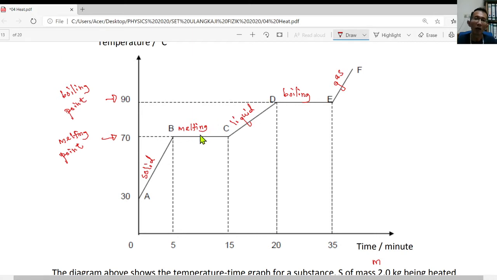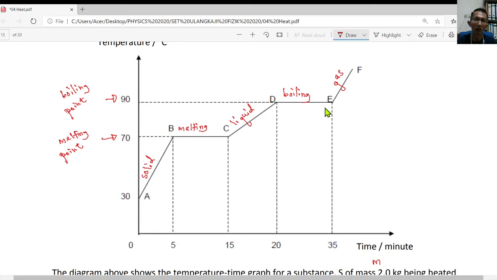At the melting and also boiling process here, we don't have any change in the temperature, because we have a change in the state of matter. For example, when melting, solid will become liquid. So at this point here, we have solid and liquid. At this point DE here, we have liquid and gas.